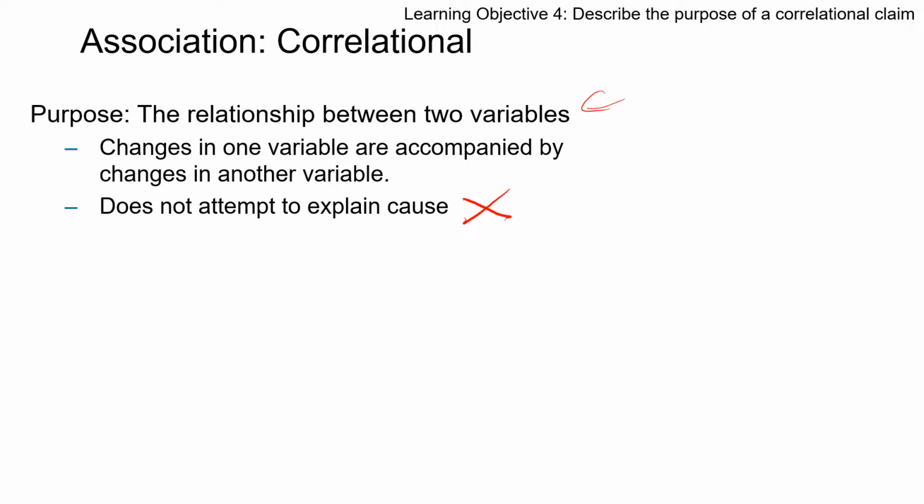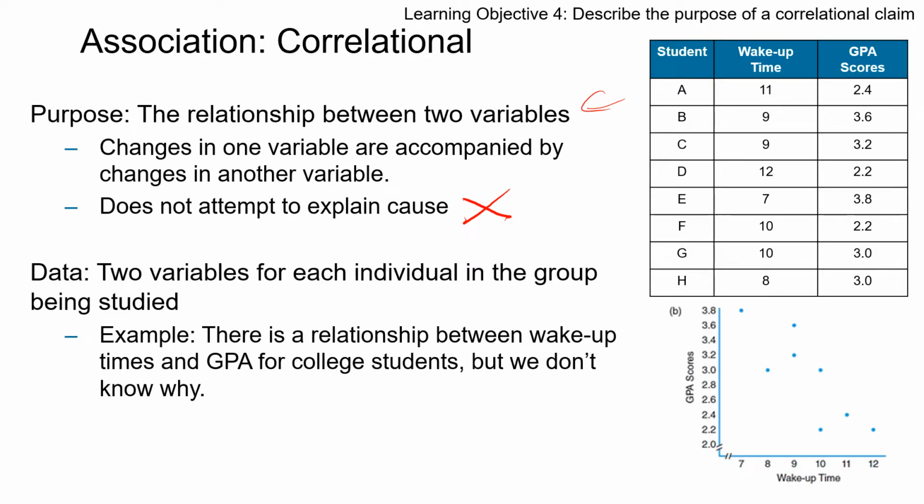Typically, when we have ethical concerns about assigning to groups, we have to do a correlational analysis rather than a causal analysis, unless we can do a quasi-experimental research design, and then we can get closer to cause. So in this, two variables for each individual in the group are being studied. We're trying to see if there's a relationship between the two.